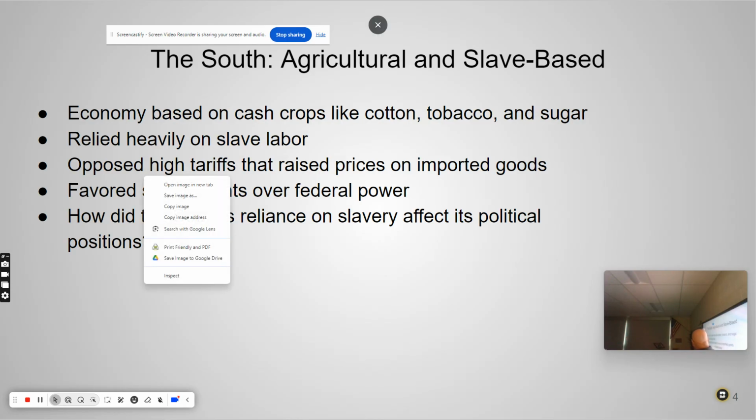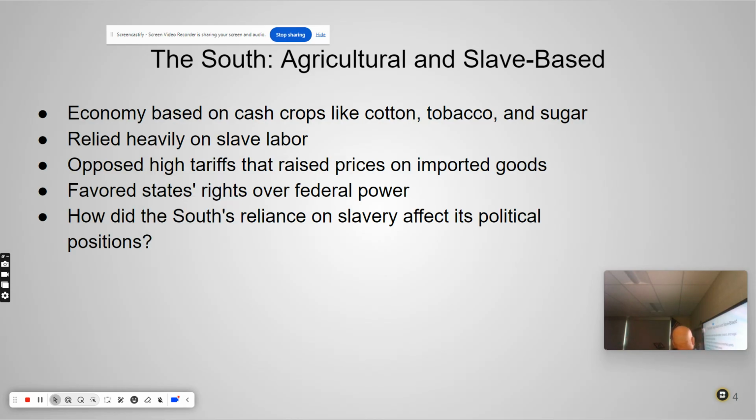Southerners are going to oppose high tariffs that raise prices on imported goods. Why? Because Southerners imported lots of goods. And if the tariffs raise prices on those goods, that means Southerners are going to have to pay more for them.